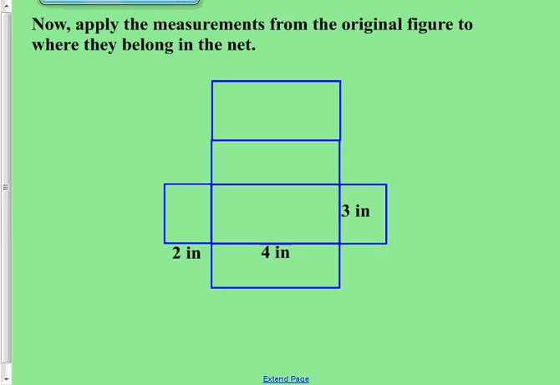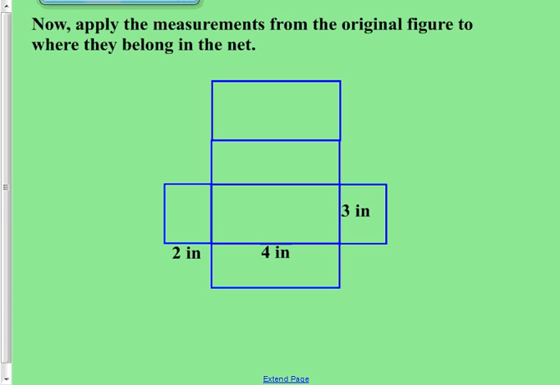Now the next thing you're going to need to do, and this is critical to figuring out the surface area calculation correctly, is transfer the measurements from your solid. They were attached to certain edges somewhere in the solid. When you allow your solid to fall apart and turn into a net, those edges are still in your picture somewhere. We need to put the measurements back into the figure wherever they were attached.